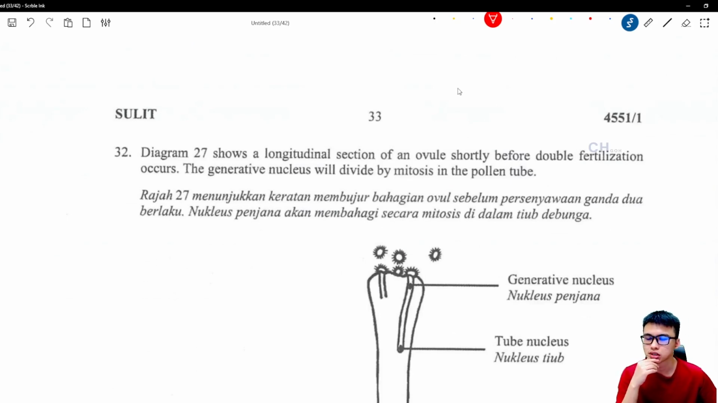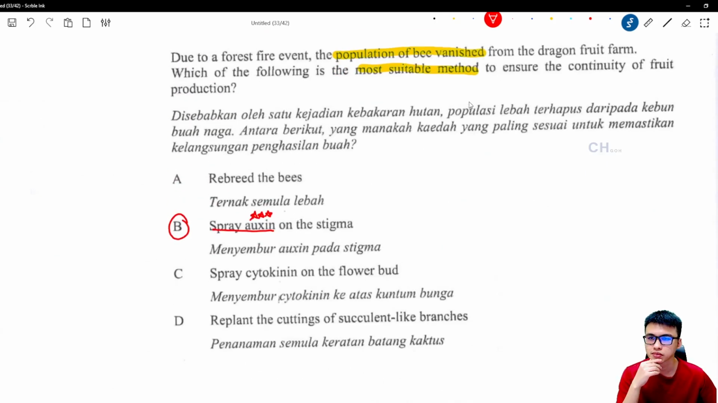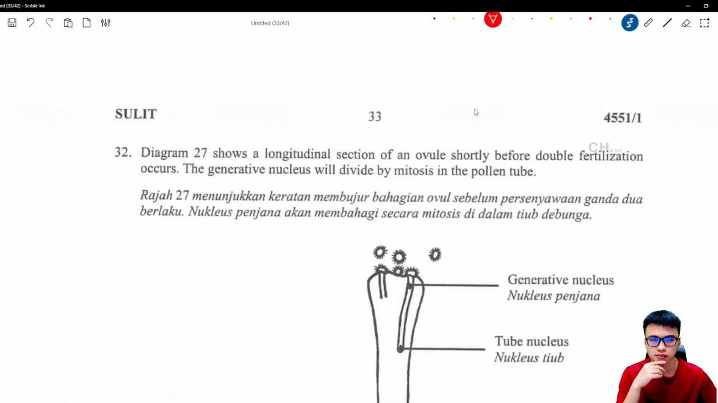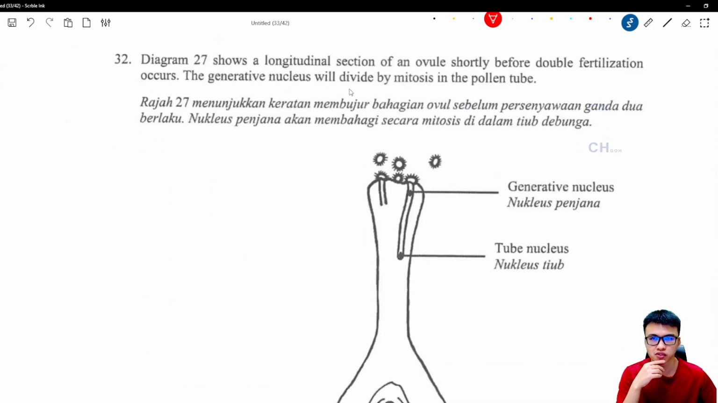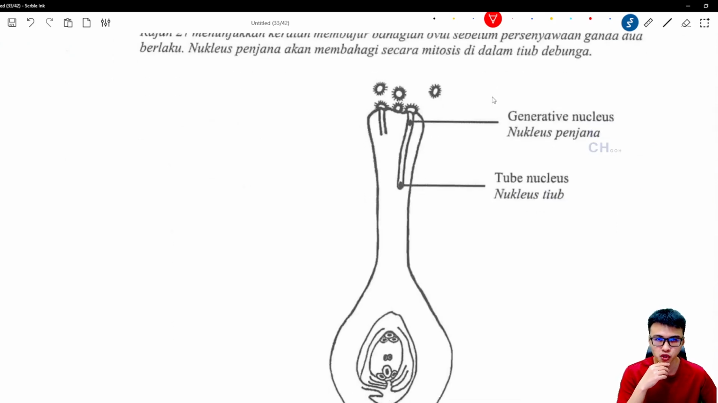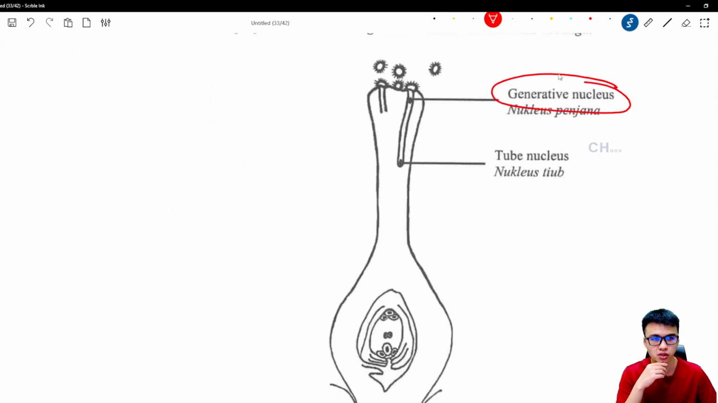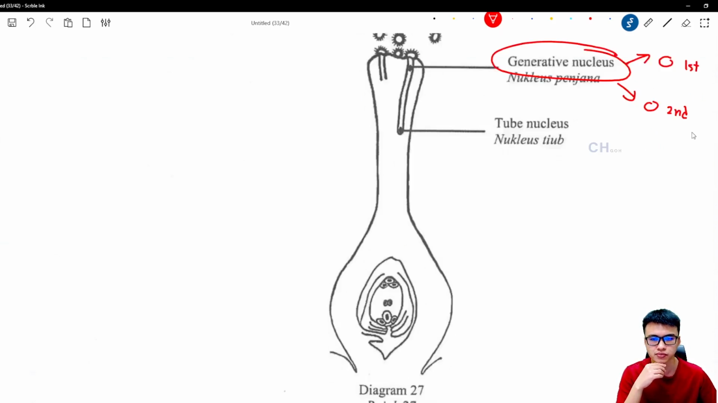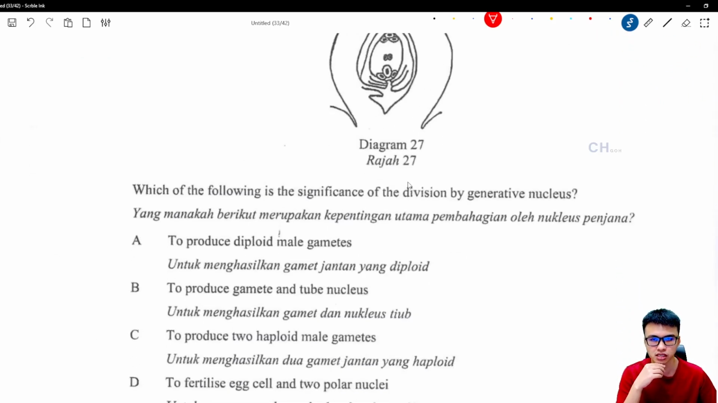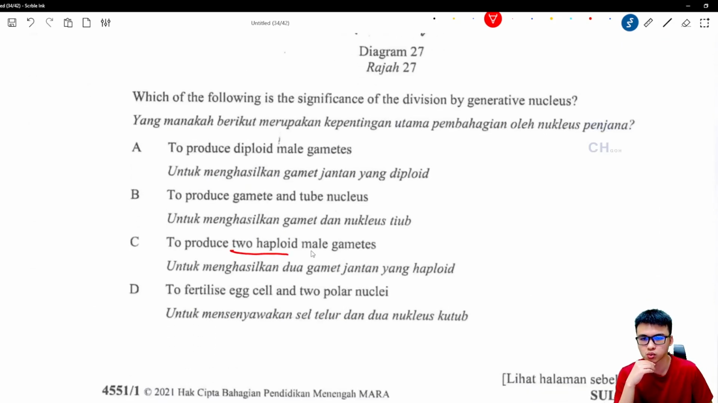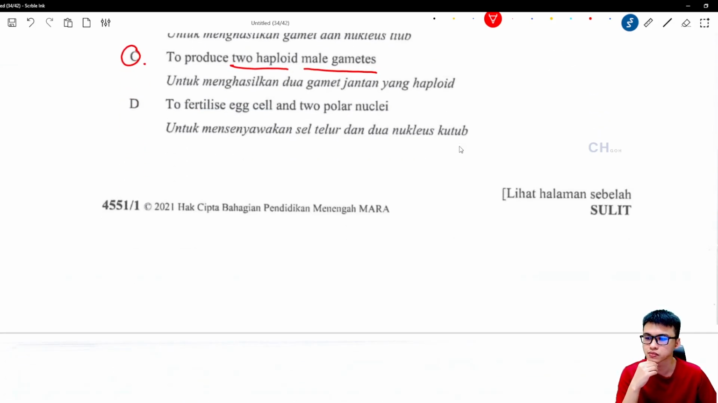Question 32. Before double fertilization, the generative nucleus will divide by mitosis in the pollen tube. This is the generative nucleus. The generative nucleus is going to divide into 2 male gametes, so we have the first male gamete and the second male gamete. Which of the following is the significance of the division of the generative nucleus? You want to produce 2 haploid male gametes. So the answer should be C for question 32.